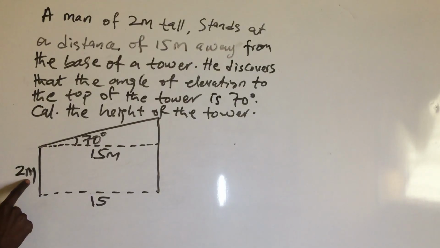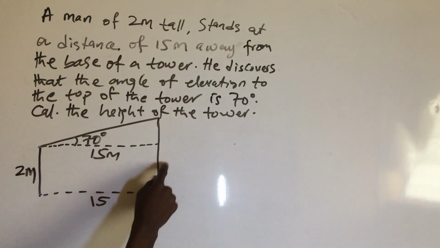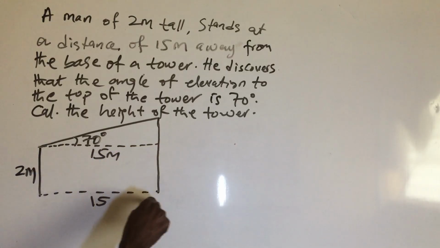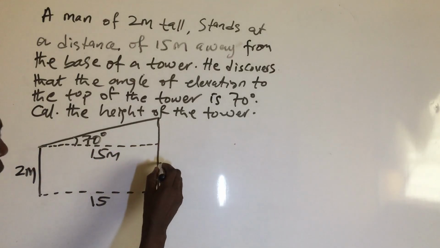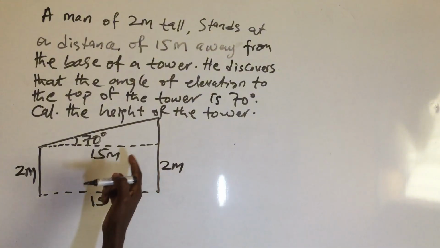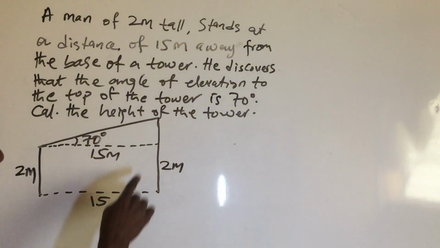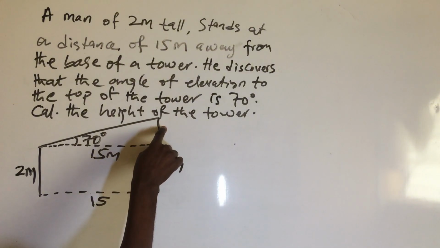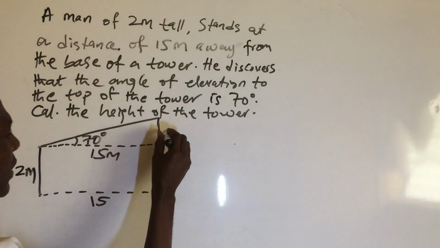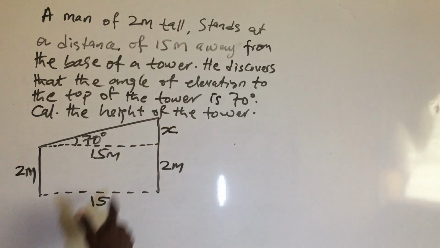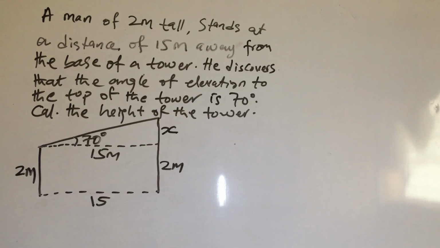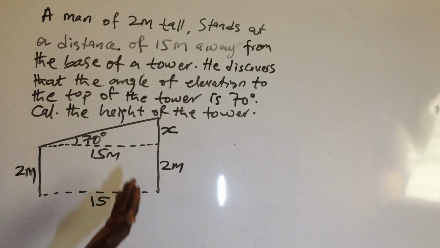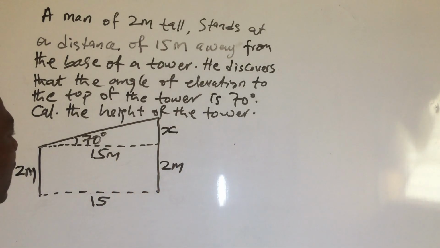Remember that the man is 2 meters. So take away the 2 meters from the tower, okay? Here is also 2 meters. Now what we're about to do is to find the remaining height, which is here. Let's name it x. To find the remaining height here, we just add them together to get the height of the tower, all right? Now let's start.